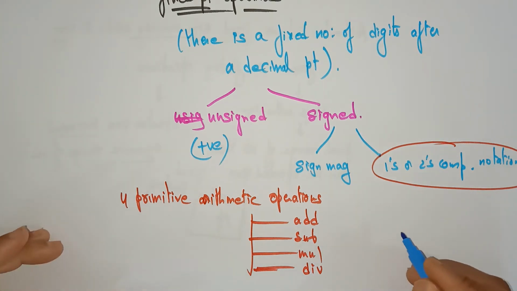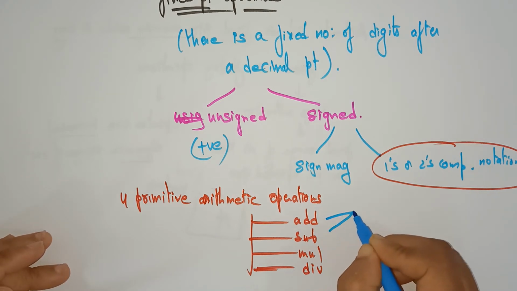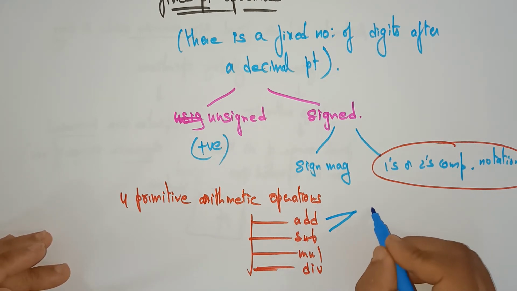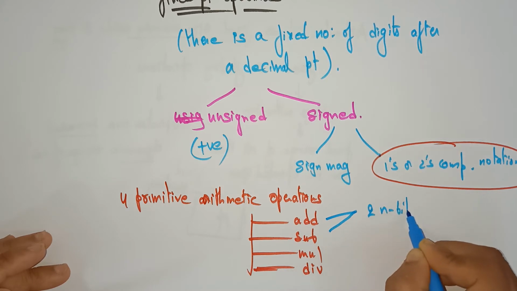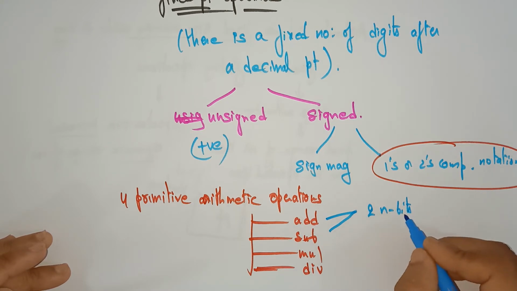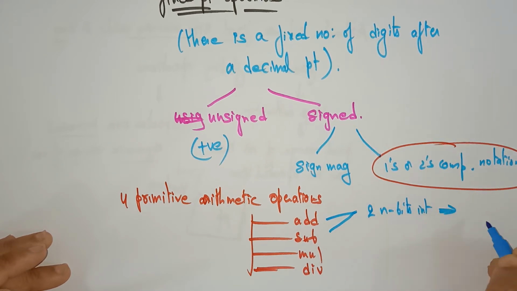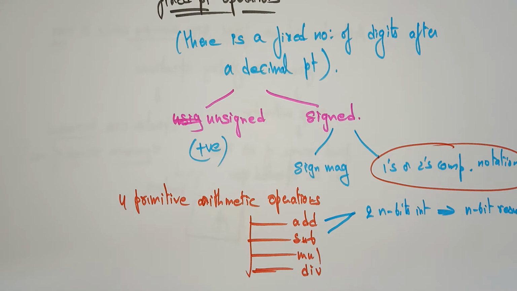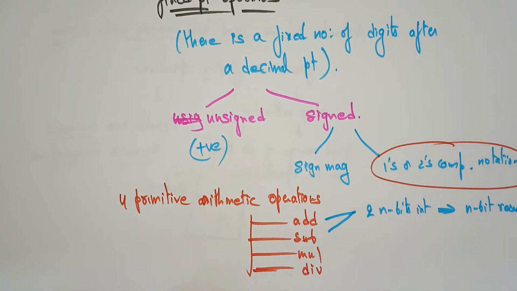For fixed point numbers, in addition and subtraction, if you take two n-bit integers, it produces what result? It produces an n-bit result. That means if you take two 8-bit numbers, the output is 8-bit only. If you perform addition or subtraction on two 16-bit numbers, you get only a 16-bit result.